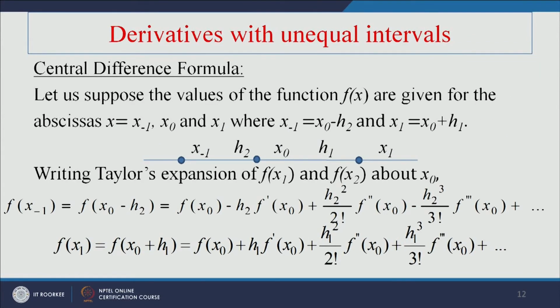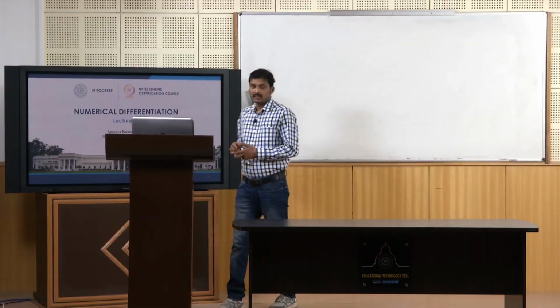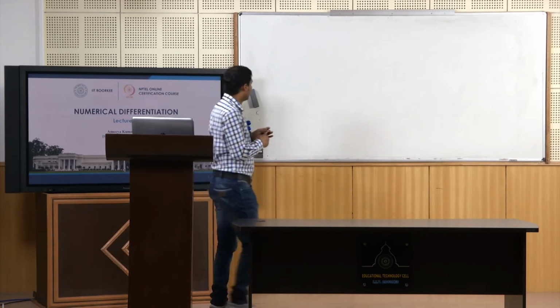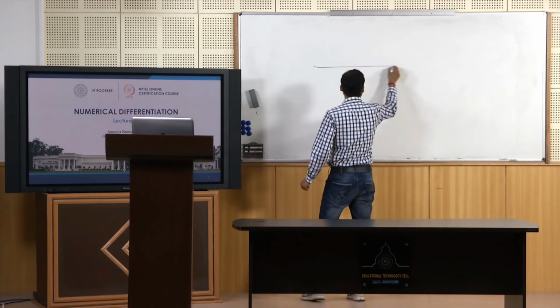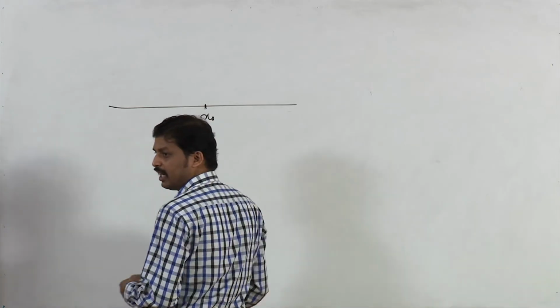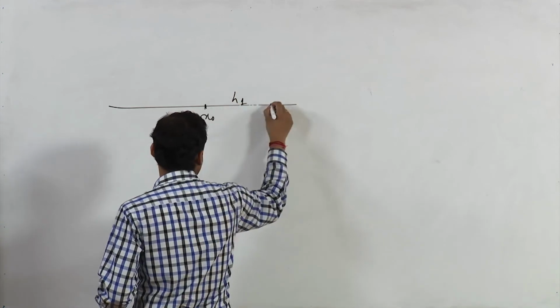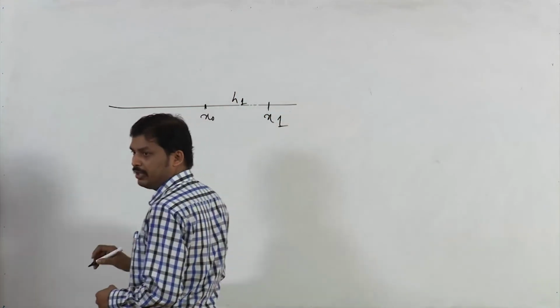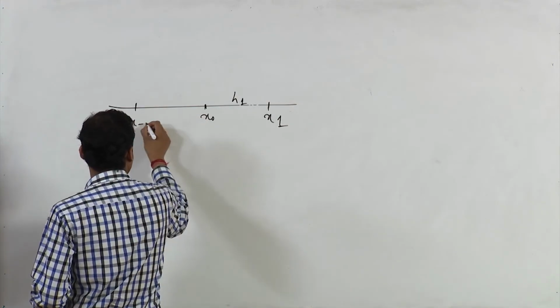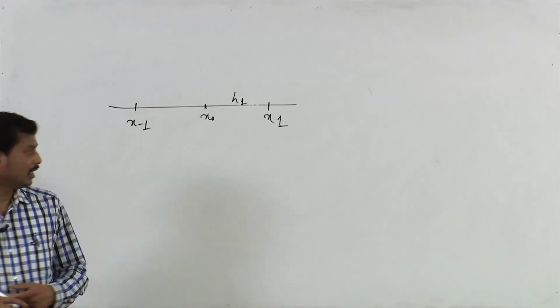Next we will go for central difference formulas. In the central difference formula, if you write these points, x0 is the center line. So we can write x of minus 1 as the previous point. We can write h1 as the spacing to x1 here, and if you write x of minus 1 here, that is h2 spacing here.